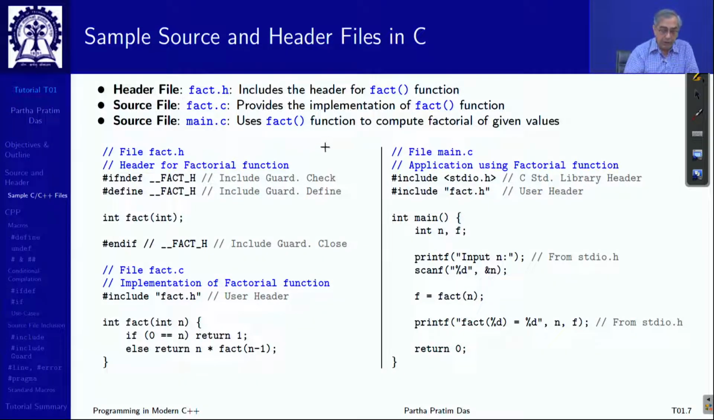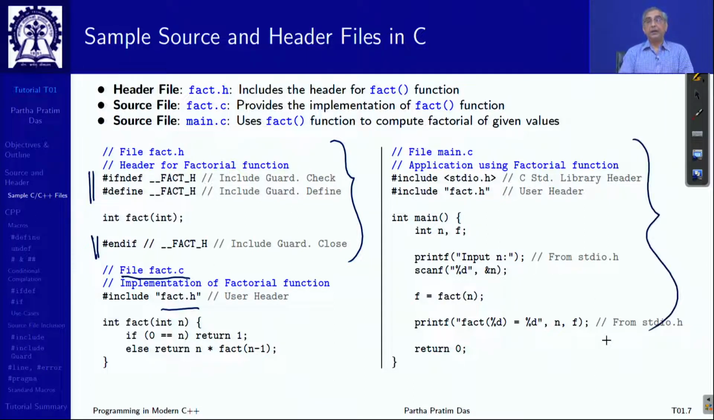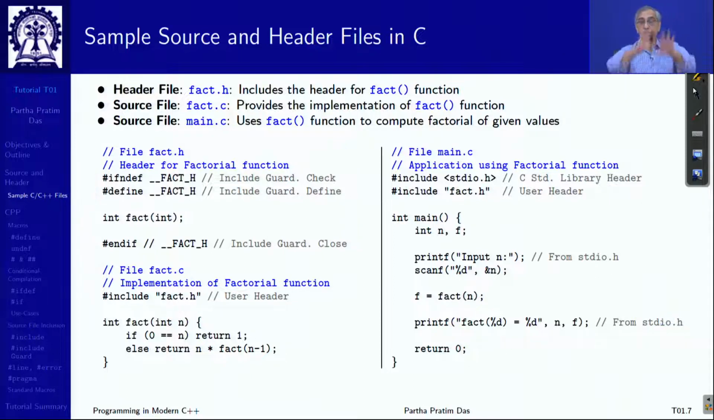So, quickly, this is all you know. This is a header file for factorial. You can see that I have done something here. I will explain that. This is called include guard. I will talk about that later. This is the implementation file fact.c, including fact.h, and this is the application source file main.c. So, you should not put all of these into one file and start doing things. You should always organize in this manner.